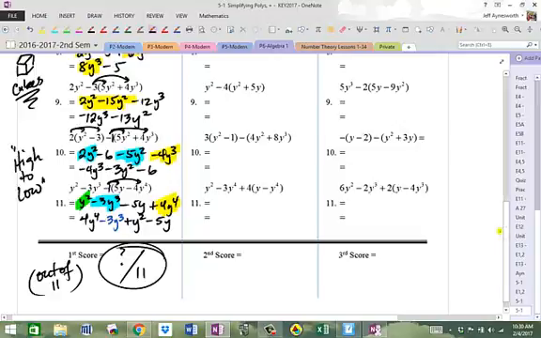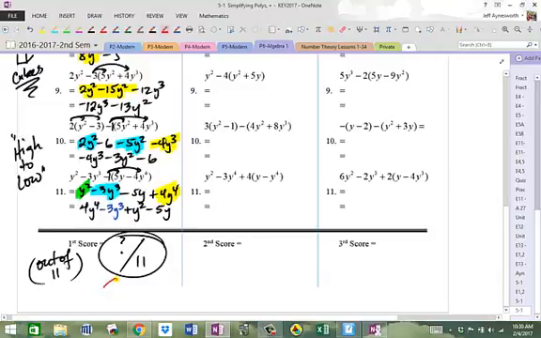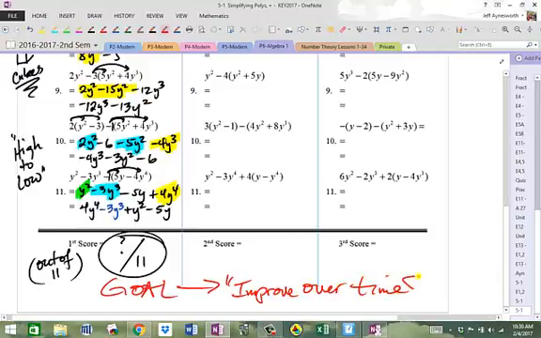All right, let's write that down. The goal is to improve over time. Improve over time. So don't worry about your first score, worry about your second and third scores. All right, if you show improvement, that's what you want, okay?